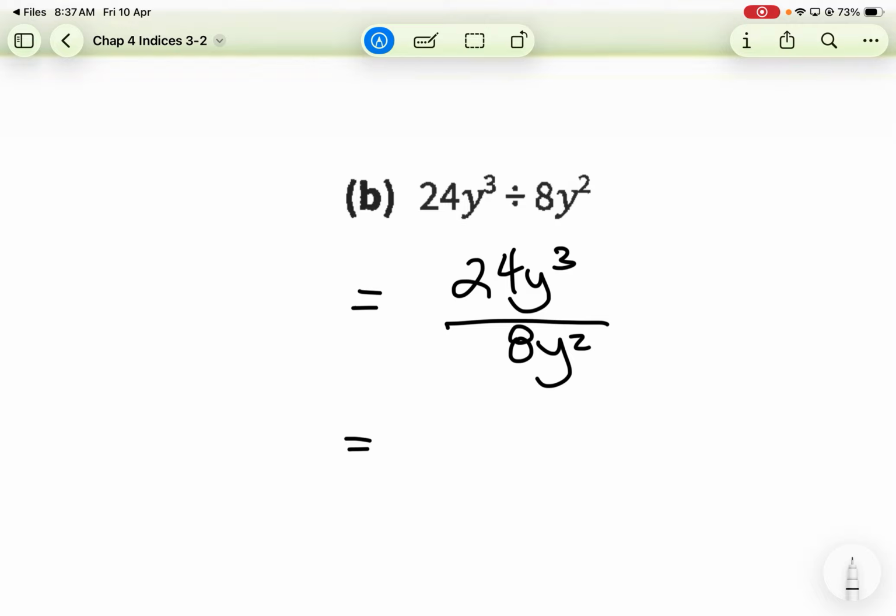Okay? Division. When I write my division like that, it's easier to see. 24 divided by 8 is 3. Y cubed divided by y squared is y. Okay, can?